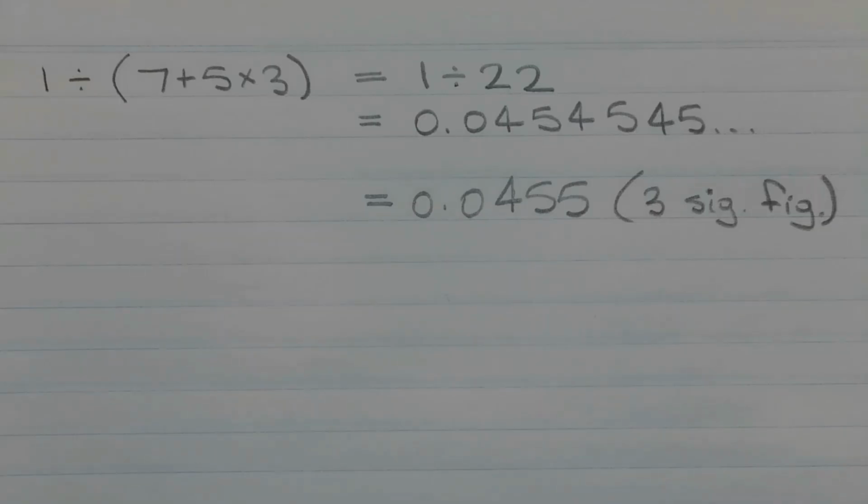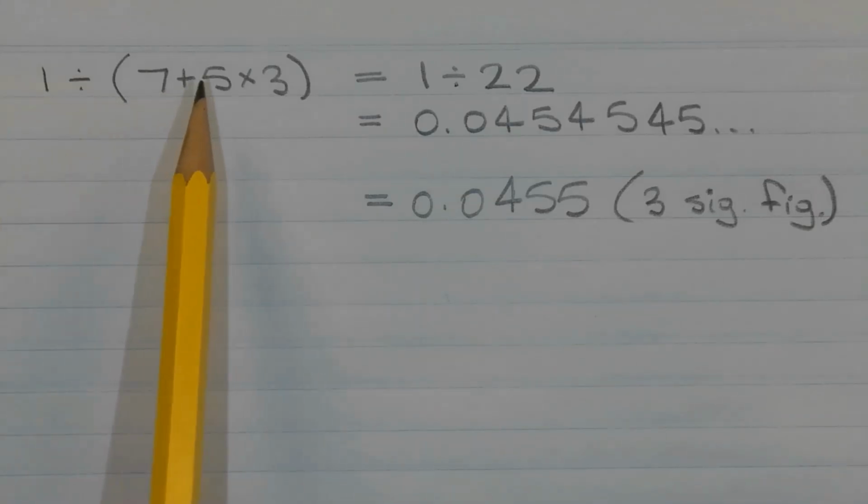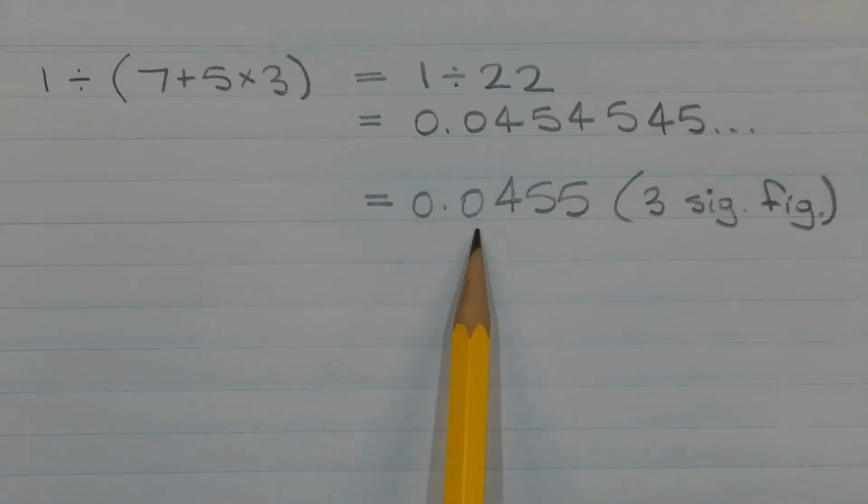Now when it's 5 or more, we raise the score. So that 454 becomes 455. So 1 over 7 plus 5 times 3 is equal to 0.0455, correct to three significant figures.